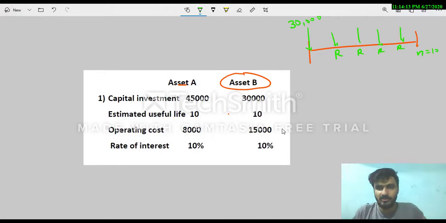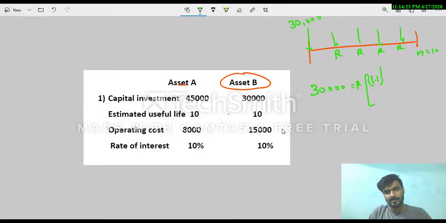Now my dear student, the same thing that you have to do with that 30,000 rupees, because we have to calculate the annualized cost. So R into 1.1 to the power 10 minus 1 upon 0.1 into 1.1 to the power 10, using the present value formula. I am writing it as RB, because we are going to calculate the annual cost for our project B. That's why I have written RB.